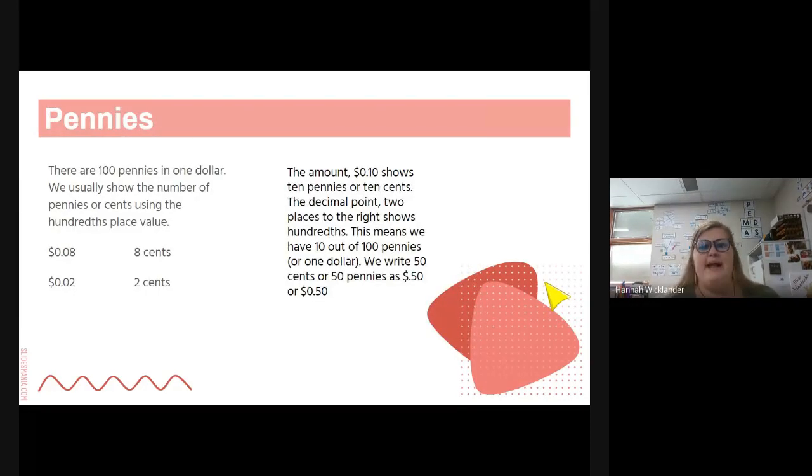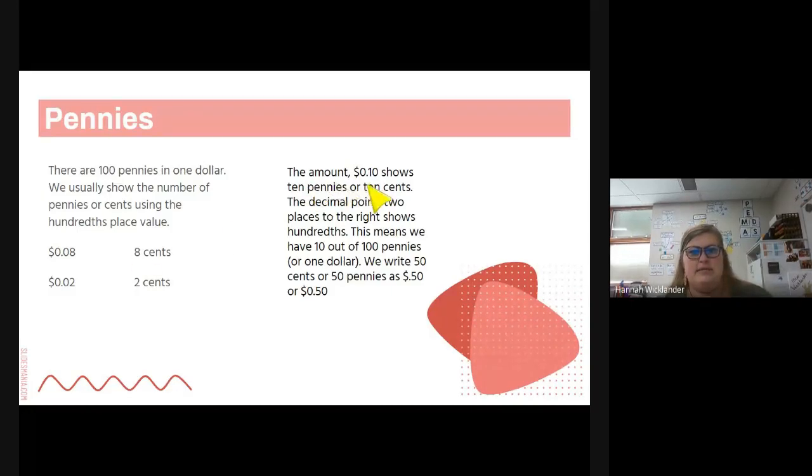So pennies, there are 100 pennies in $1. We usually show the number of pennies or cents using the hundredths place value. So the hundredths is 2 places after the decimal point, and we'll always put pennies there because there's 100 pennies in a dollar, so it'll go in the hundredths place. So right here, this means 8 cents, and that means 2 cents.